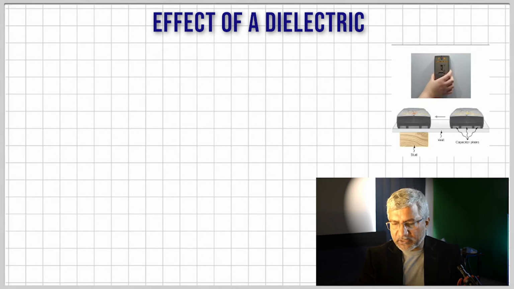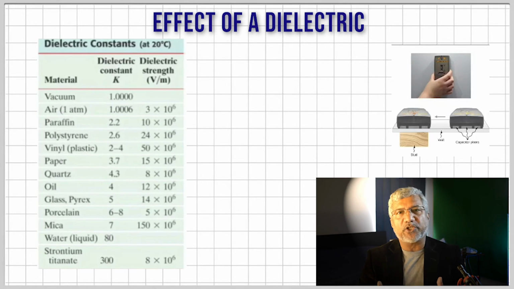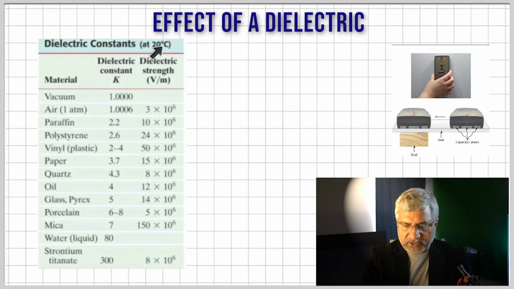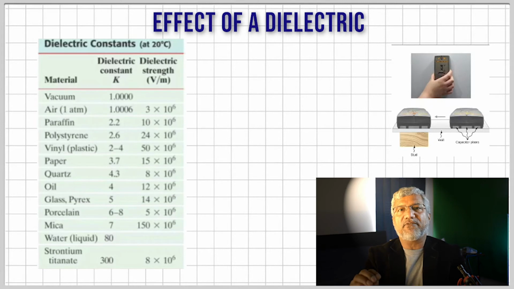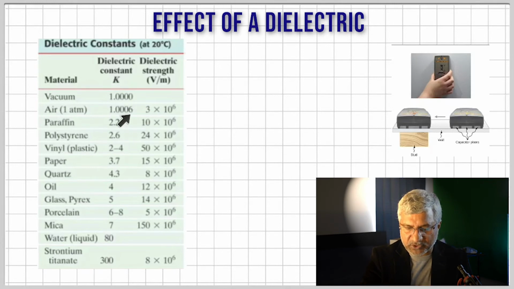So we've already seen that the capacitance increases when you have a dielectric. And here is a table that lists dielectric constants. Notice that the dielectric constant is temperature dependent, so those are the values at 20 degrees Celsius. For vacuum, the dielectric constant is 1 because you compare the dielectric value with air. Air or vacuum is almost the same. Then paraffin 2.2, you come to mica, I told you it's 7. And look at that, water has 80.